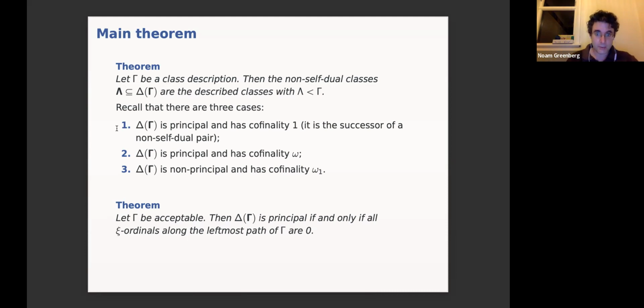How can I tell which case it is? Look at the class description. Delta of gamma is principal if and only if all psi ordinals along the leftmost path are finite. It ends at a leaf, the leftmost leaf. I look at the psi ordinals and see if they're all 0, then this is principal. If one of them is non-zero, then it's not.